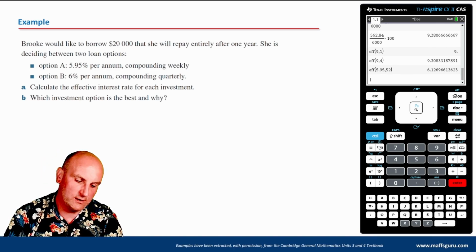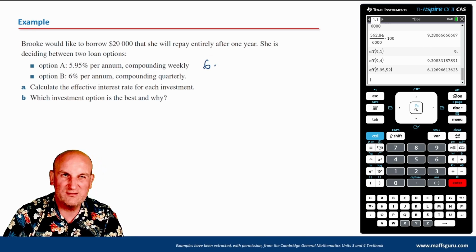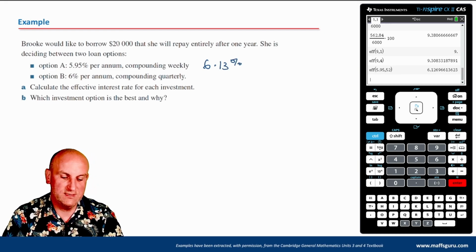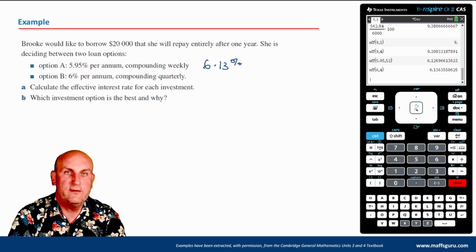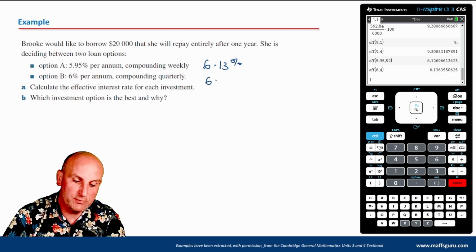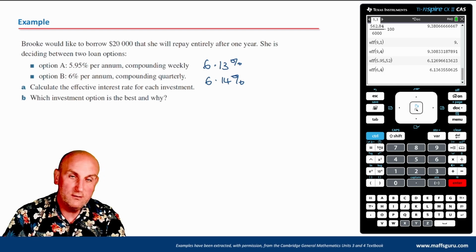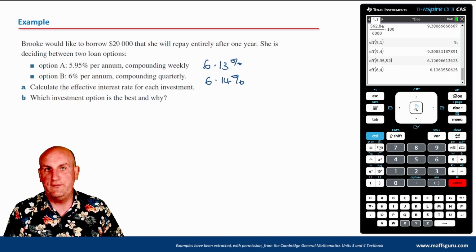And what does it say? I've got 6.13 after rounding to 2 decimal places. So that's my effective interest rate. She's really going to end up with 6.13%. Next one, what is it? 6% compounding quarterly. So 6, 4, hit enter. What do I get? I get 6.14%. Oh, there is a difference, a very minor difference.